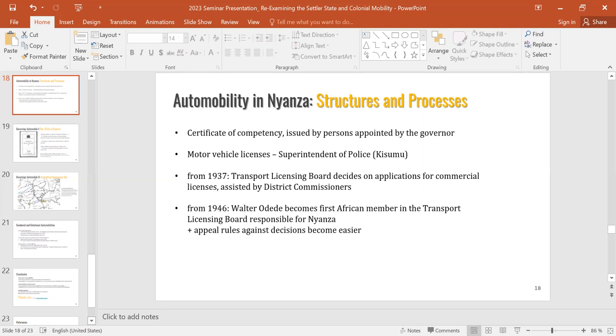And therewith, I'm going to zoom in on the Kenya Motor Bus and how this form of transport was assembled in Nyanza.